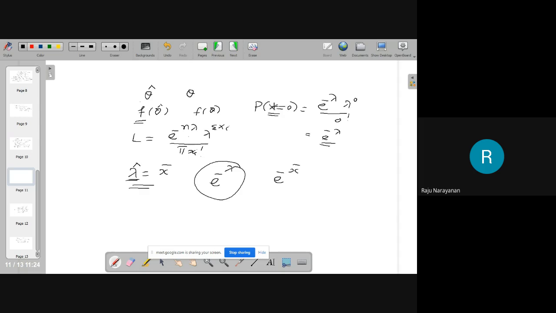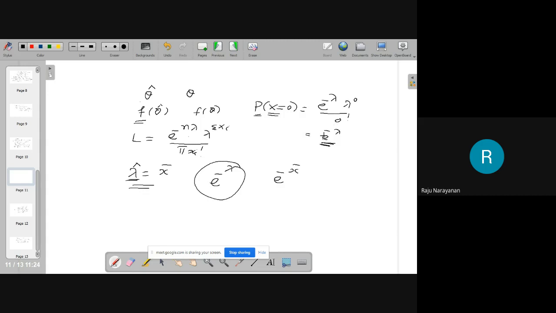Okay, however, probability of x equal to 0 is e raised to minus lambda. You want to estimate that probability. What is the probability that no child is there in a family? Nowadays, that's a trend. Some couples don't want children because of some reasons, they don't want any child in their family.